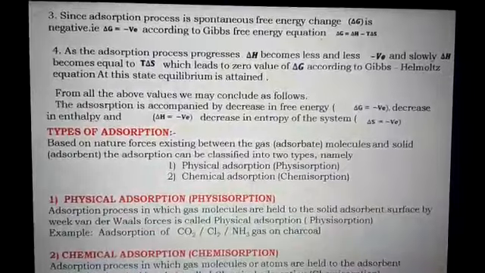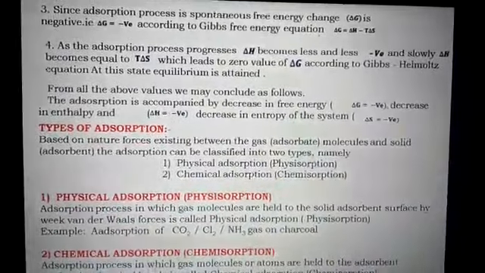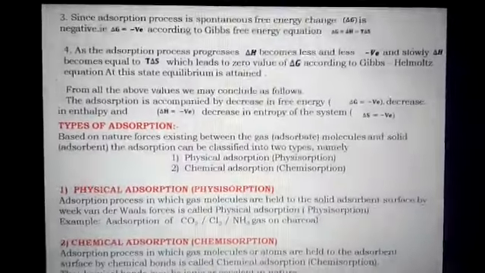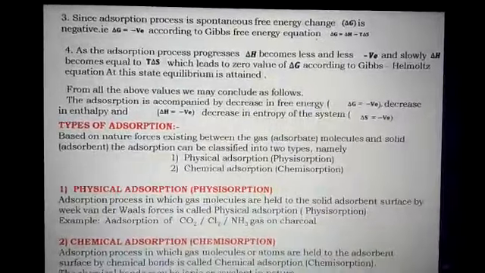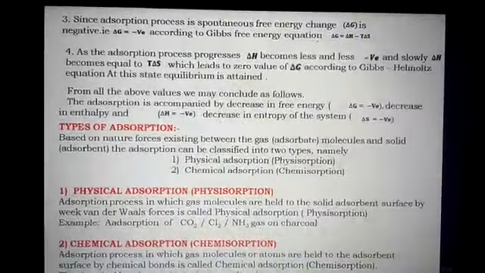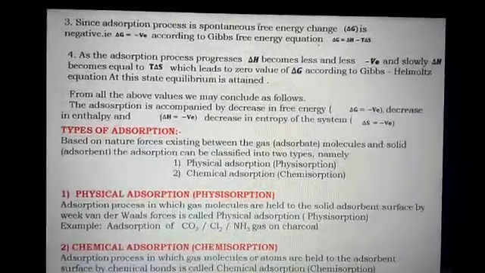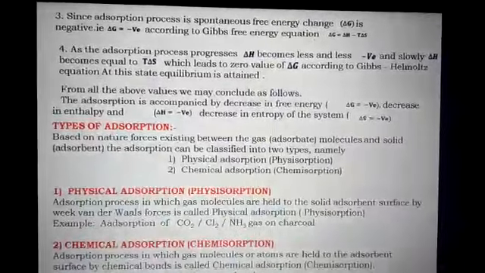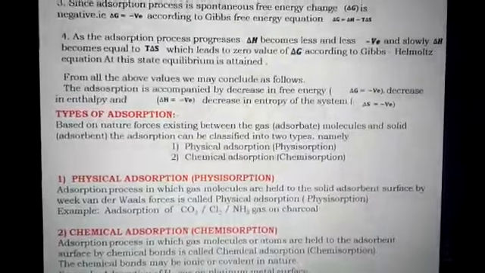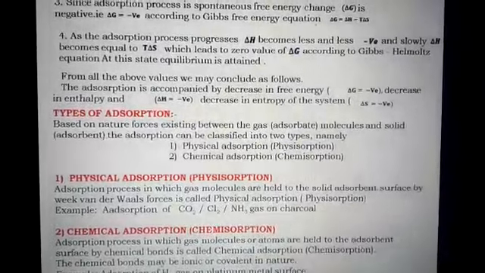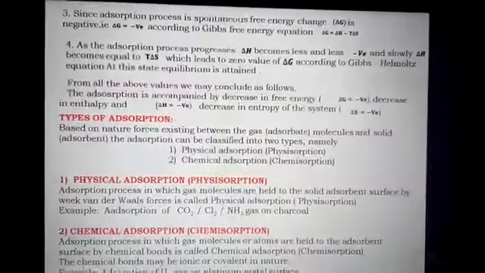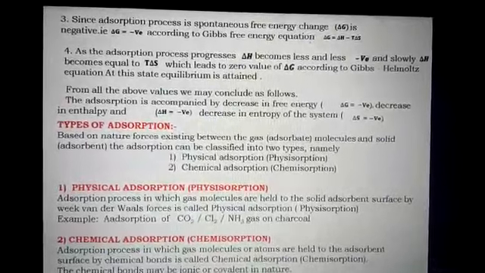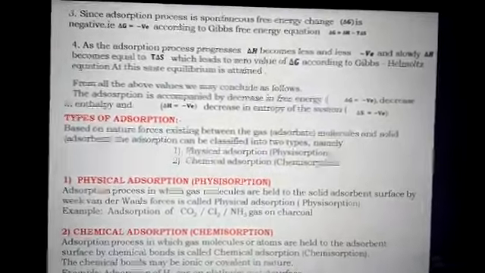Next, as the adsorption process progresses, delta H becomes less negative, and slowly delta H becomes equal to T delta S, which leads to a zero value of delta G according to the Gibbs-Helmholtz equation. At this stage, equilibrium is attained. From all the above values, we may conclude that adsorption is accompanied by a decrease in free energy, a decrease in enthalpy and a decrease in entropy also.